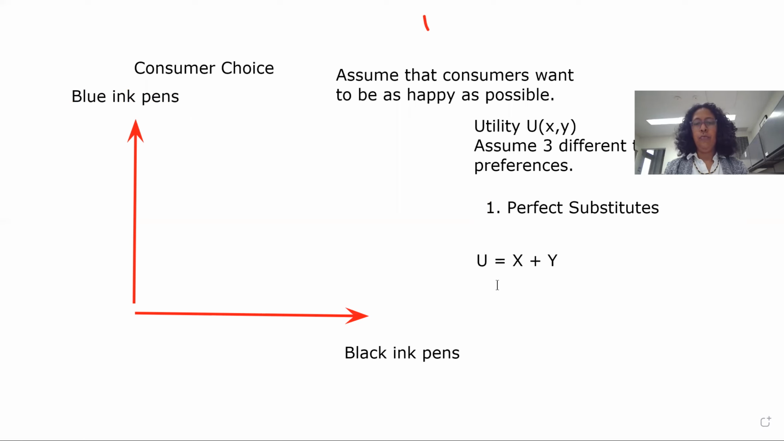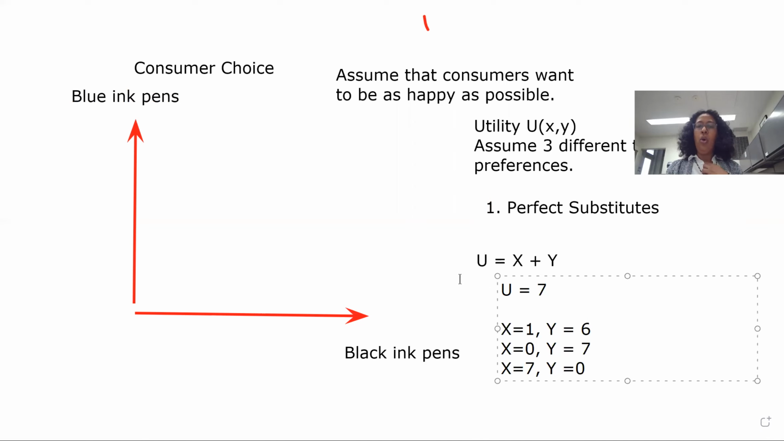Okay, so if my utility is equal to 7, I could get that in different combinations. What combinations of X and Y would give me that? X could be equal to 1, in which case Y would be equal to 6. X could be equal to 0, Y would then be equal to 7, or X could be equal to 7 and Y could be equal to 0. All of those points give me exactly the same level of happiness.